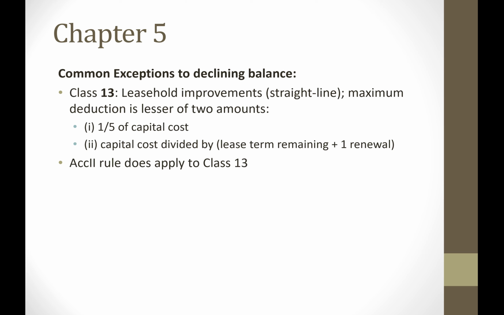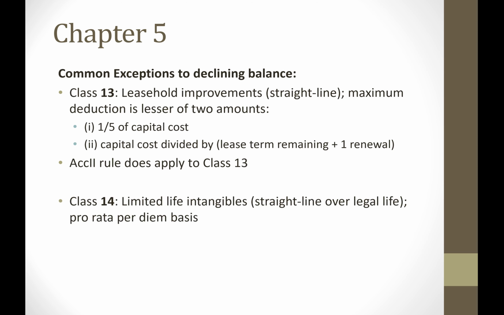Now, another exception to declining balance is Class 14. Class 14 is limited life intangibles, and it also is straight line, but Class 14 is calculated on a pro rata per diem basis.